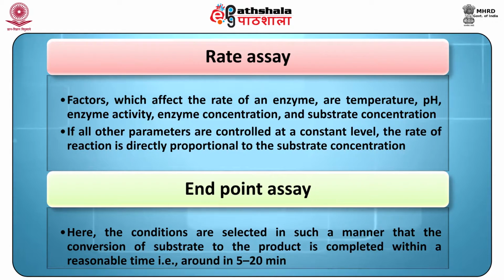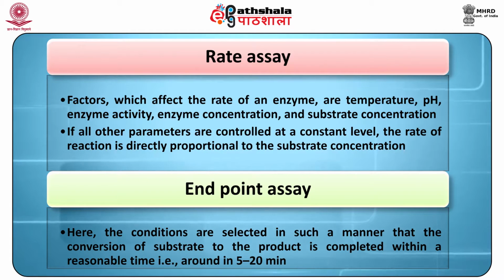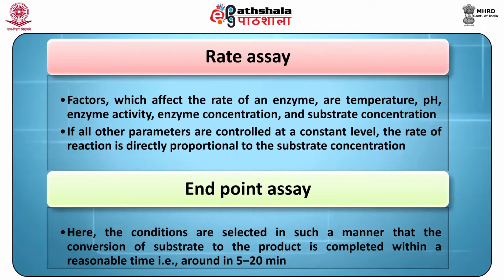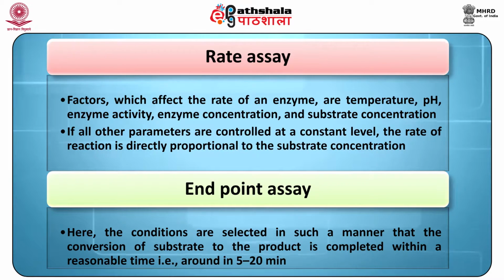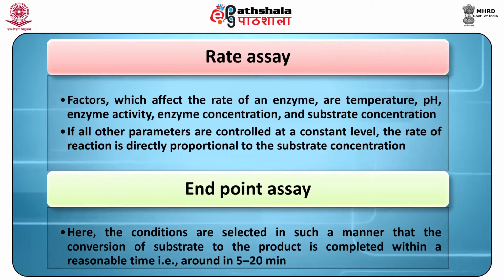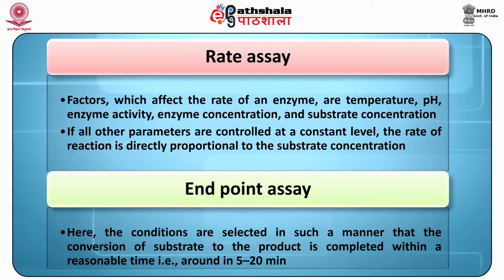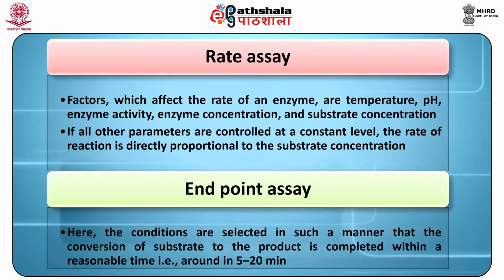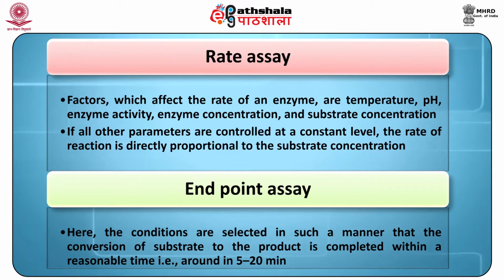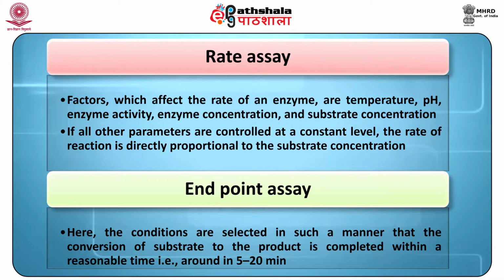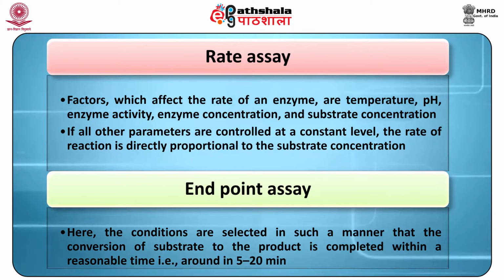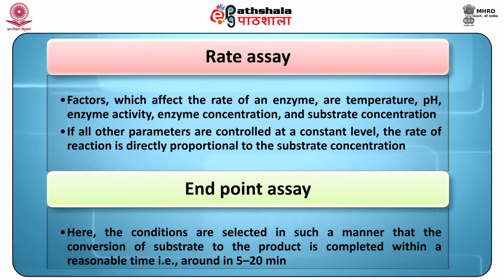Rate assay: factors which affect the rate of an enzyme reaction are temperature, pH, enzyme activity, enzyme concentration and the substrate concentration. If all the other parameters are controlled at a constant level, the rate of reaction is directly proportional to the substrate concentration. Endpoint assay: here the conditions are selected in such a manner that the conversion of substrate to the product is completed within a reasonable time, that is around 5 to 20 minutes.